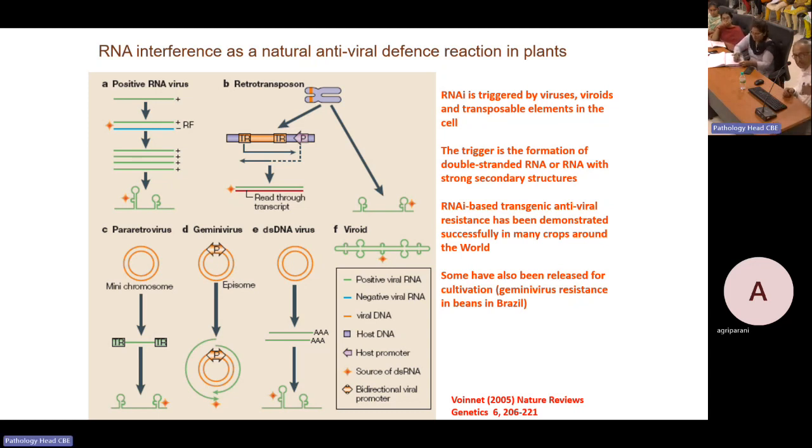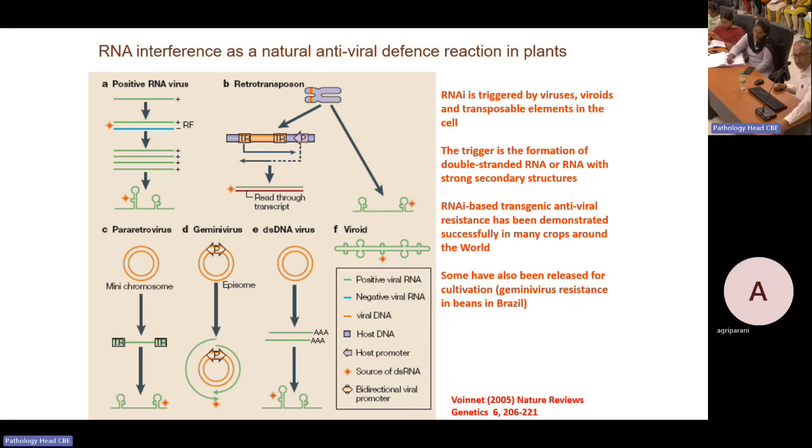So RNA interference is a natural antiviral defense reaction in plants. It is found in almost all plants studied, and it is triggered by viruses, viroids, or transposable elements in the cell. So it's based on RNA. What you have on the left is positive-sense RNA viruses. Then you have pararetroviruses, which includes RTBV. Then you have geminiviruses, which are DNA viruses. All of them can incite the RNA interference defense reaction in plants. And the machinery of the defense reaction is more or less conserved across plants, and not only plants, but also in insects, in nematodes, across various organisms.